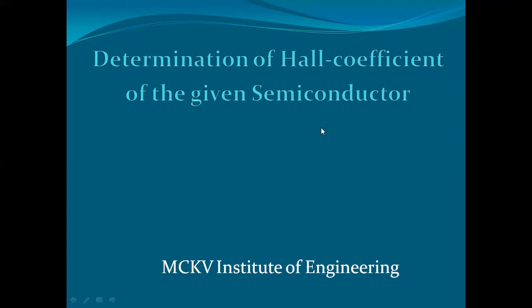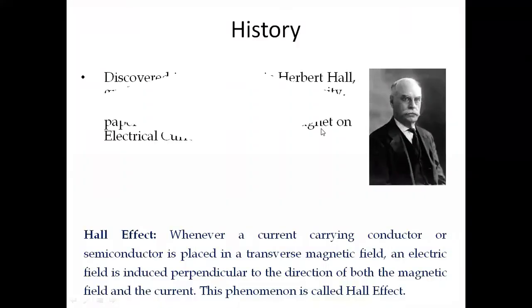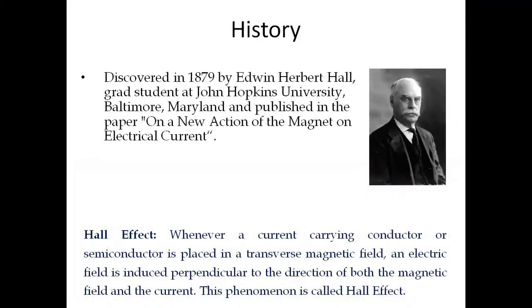Today we'll estimate the Hall coefficient of a given semiconductor, and the phenomenon that we'll discuss is called the Hall effect. Now this Hall effect was discovered in 1879 by Edwin Herbert Hall. At the time he was a graduate student at Johns Hopkins University. Now what is the Hall effect?